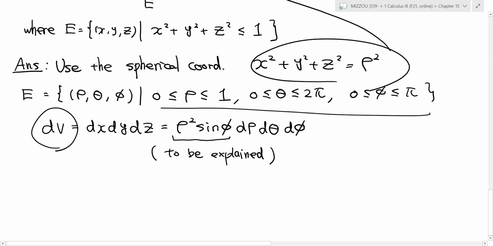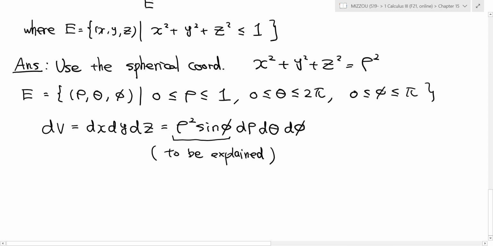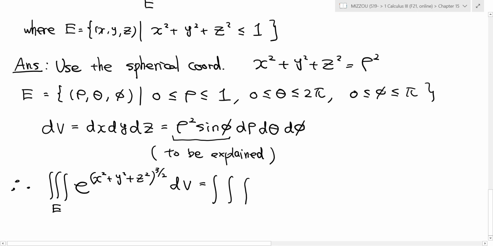So therefore, the given integral, that's e to the power of (x squared plus y squared plus z squared) to the 3/2 dV, is written as a triple integral, so we have 3 limits: e to the power of rho squared to the 3/2, times rho squared sine phi, d rho d theta d phi. And then the limits are rho is between 0 and 1.